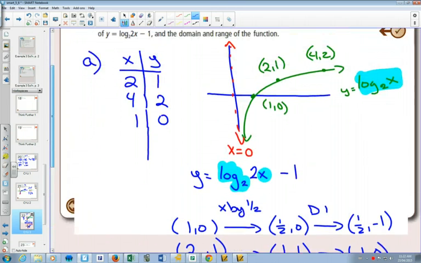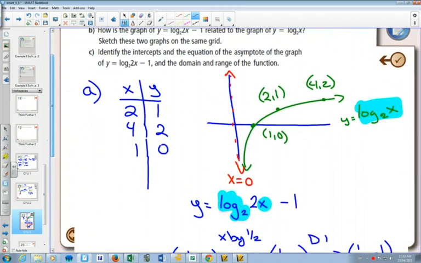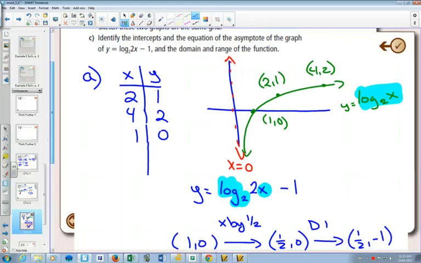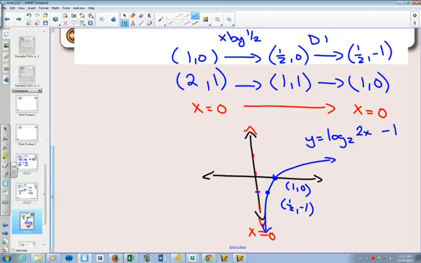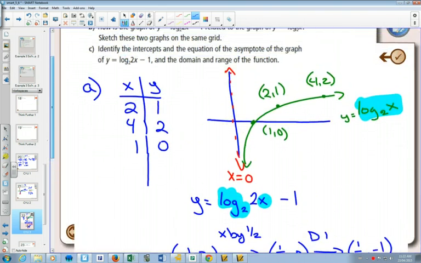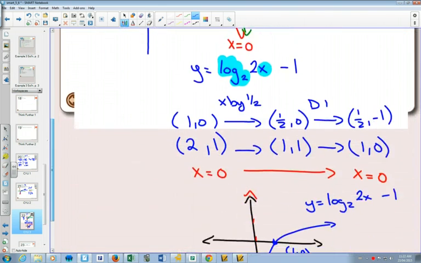And then for part C, it says identify the intercepts, the equation of the asymptote of the graph, and the domain and range. Can you see that the domain and range are going to be the same as what they were before? X is greater than or equal to 0 for the domain, and the range is everything. We don't have any y-intercepts, and our x-intercept is 1, 0. And our asymptote is at x equals 0.